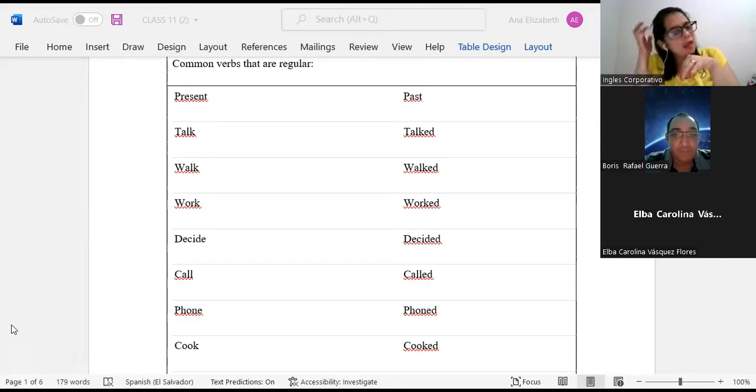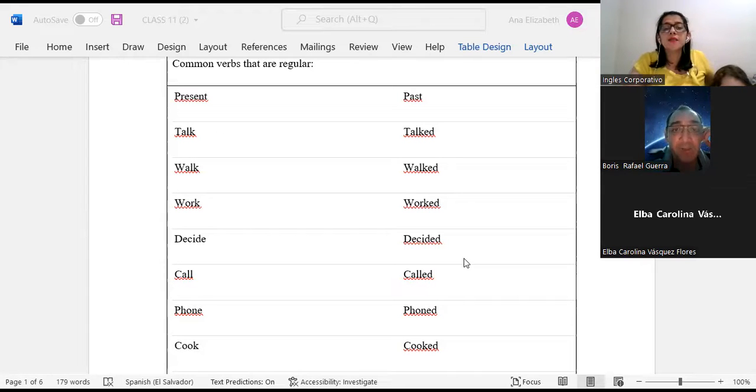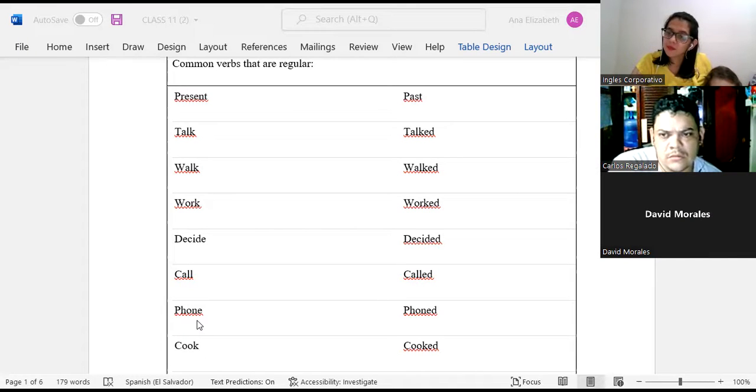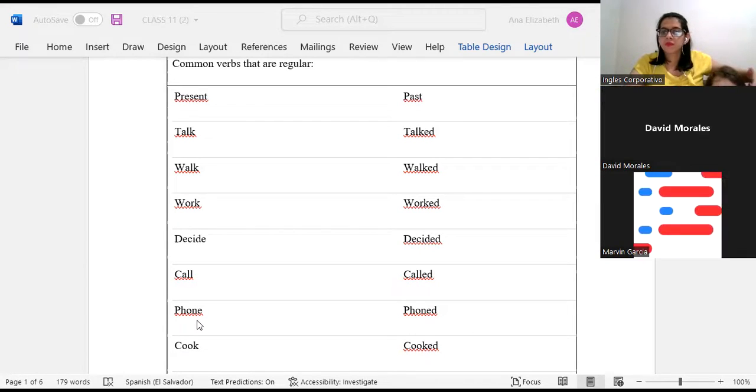Ya están ahí. Entonces, la pregunta del millón es, Boris, what is the difference between call and phone? La diferencia entre call y phone. Call es llamar, teacher, y phone es telefonear. O sea, call, yo llamo. Y phone, telefonear. O sea, así lo entiendo. Esa es la diferencia. Yes, excellent. Thank you. You're welcome. Okay.